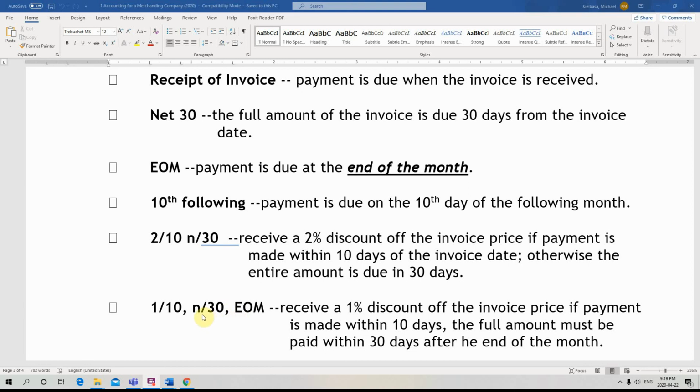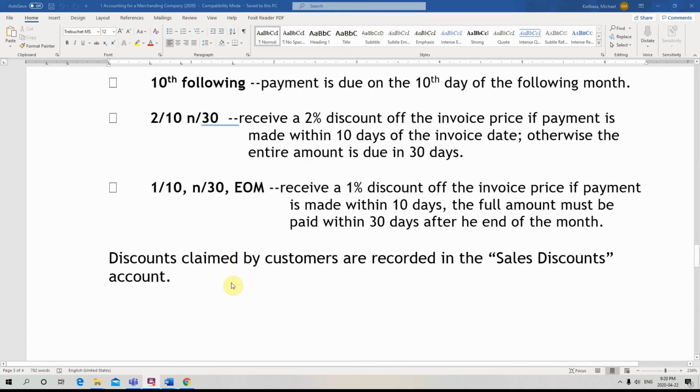So we said the invoice date is February 2nd. The end of the month is February 28th. So 30 days from there would be March 30th. So the full amount would be due on March 30th. All right. Now, discounts claimed by customers are recorded in the sales discounts account. So that, remember, that is a contra revenue account. It has a debit balance.